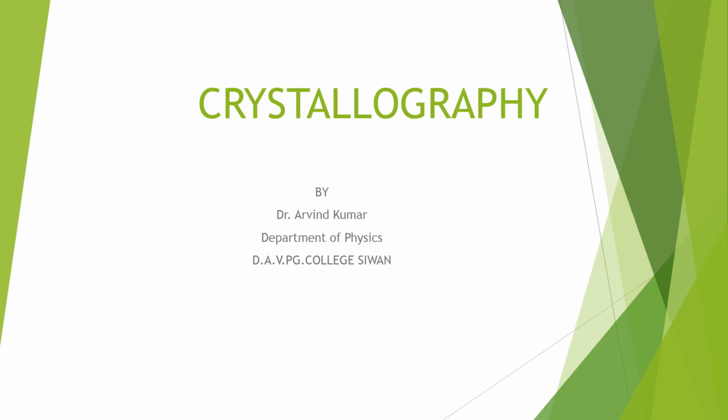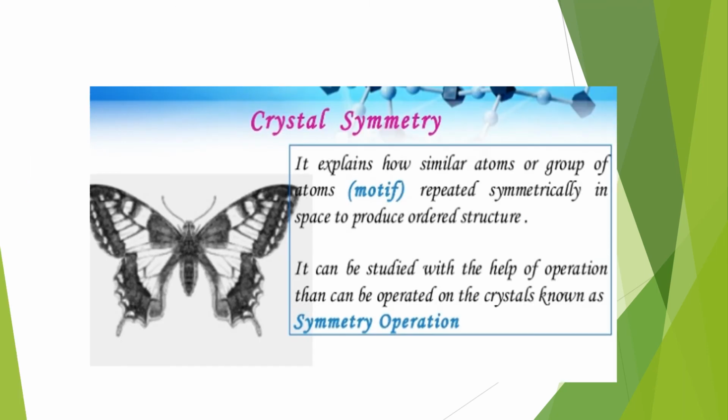Today we shall discuss about crystallography and crystal symmetry. Crystal symmetry explains how similar atoms or group of atoms are repeated symmetrically in a space to produce ordered structure. It can be studied with the help of operation that can be operated on the crystal, known as symmetry operation.